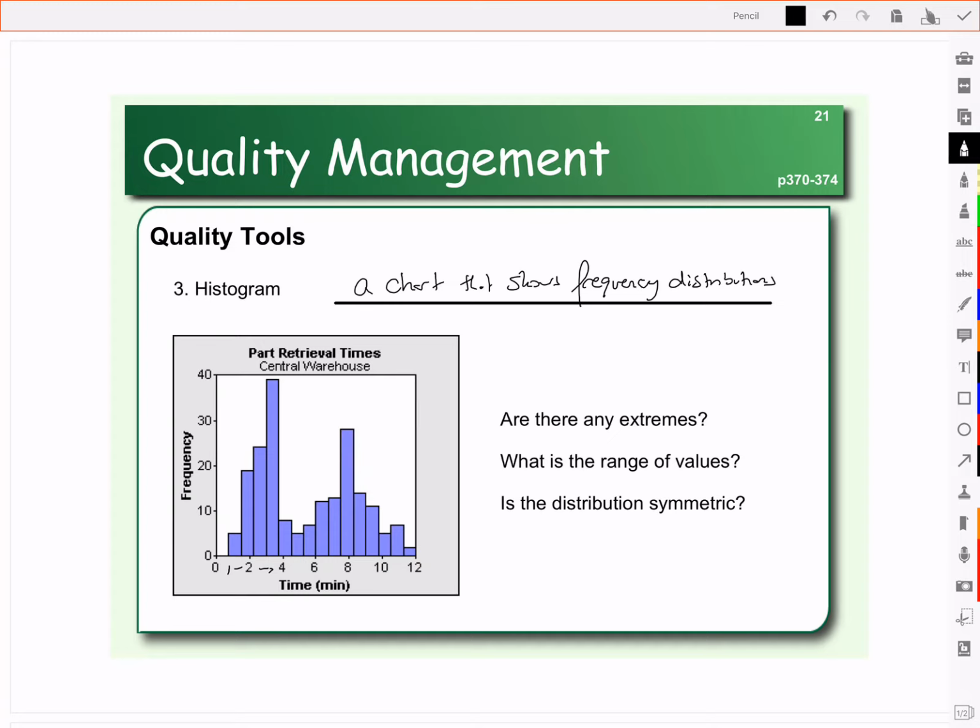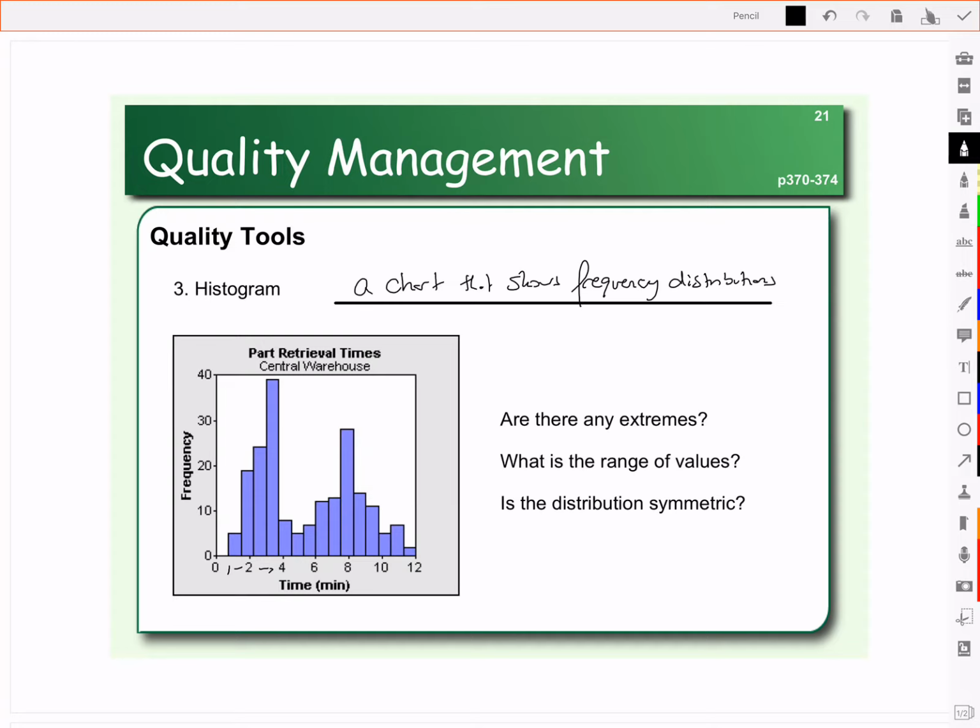If we were looking at the check sheets from the previous slide, we could make a histogram that would show us the number. Let's say that one door has 15 defects, another door has 30 defects.